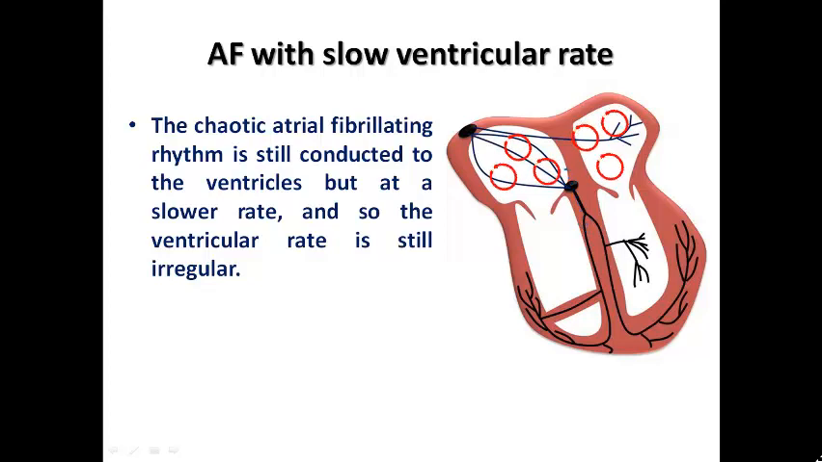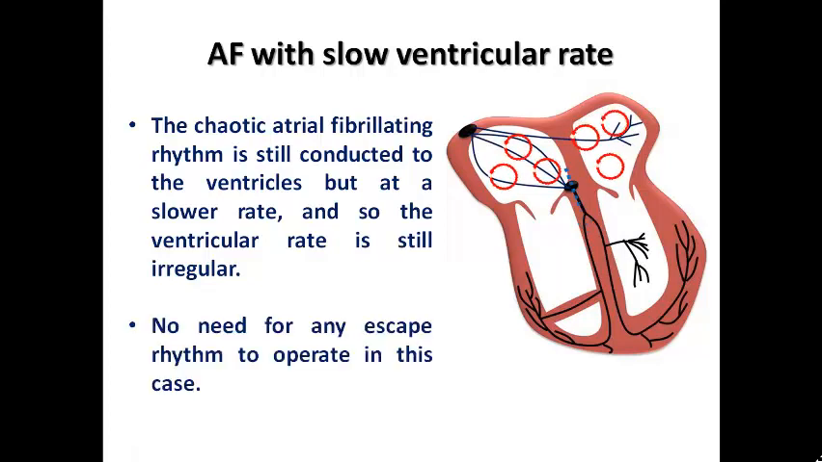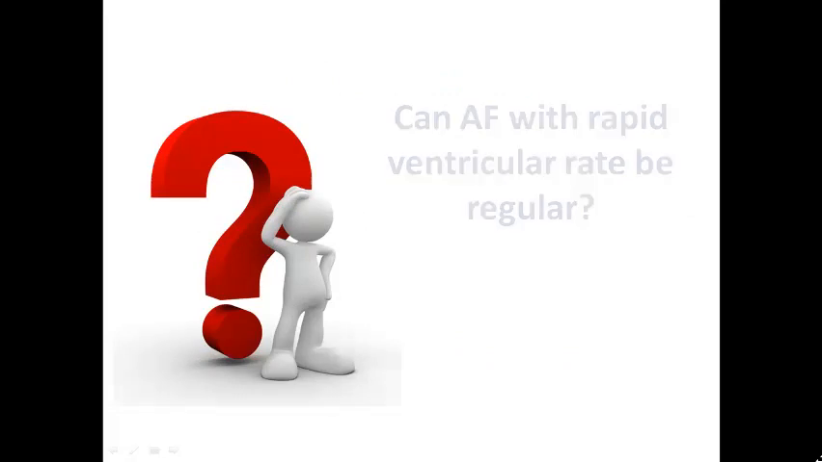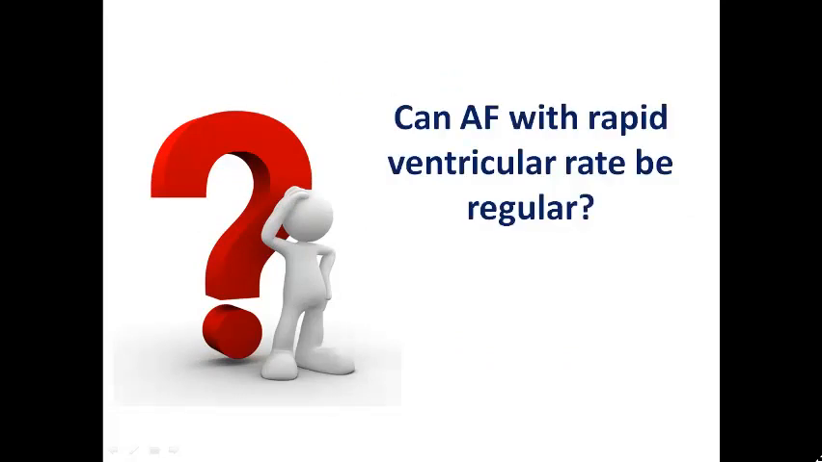If it is regular at that time, we can call it AF with third degree AV block. So remember this quote: once AF rhythm becomes regular, you should suspect third degree AV block, and AF should always be irregular, even if it is slowly conducted. Let's ask another question. Can AF with rapid ventricular rate be irregular?